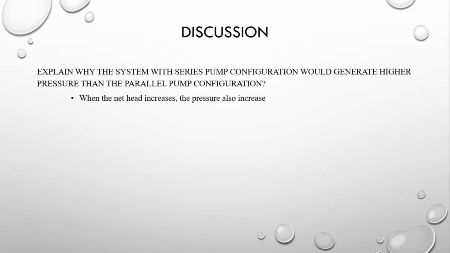But parallel pump configuration can increase the flow rate twice for the same head. Series pump configuration produces twice the head compared to parallel pump configuration. That makes series pump configuration produce higher pressure. So we conclude that when the net head increases, the pressure also increases.